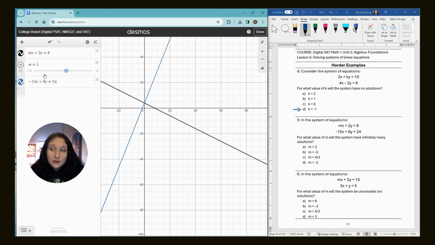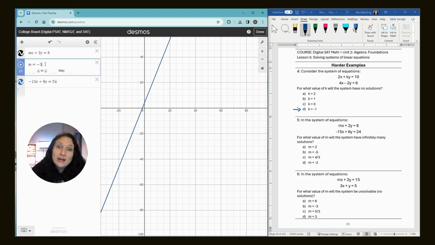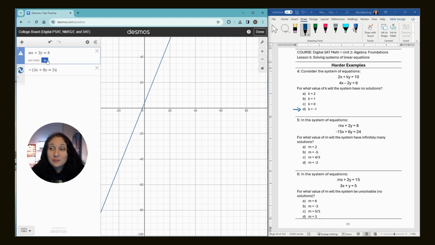So one way to do it is you can just move the slider and keep moving it until it's right on top of each other. You can eyeball it and be like, oh, I went a little bit too far. There it is. Winner, winner, chicken dinner. -5. That's the answer. It's choice B. I'm showing you that because you might get a question like this that is a student-generated response, so you won't have the multiple choice answers to type in. That's why using the slider really, really helps. You just keep sliding it until it goes right on top of each other.